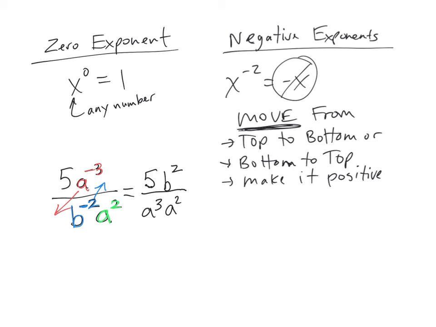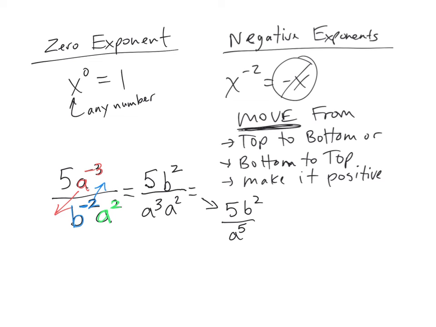So now pause the video and see if you can figure out if I am done. Okay, so hopefully you said to yourself, no, you're not done, because you have these two: a to the third times a squared. Well, what do I do when I have two numbers with the same base? I add the exponents. So my final simplification, I'm going to run out of room, so I'm going to have to come down here. My final simplification is 5b squared on top, and I can't do anything more with the top. And the bottom is a to the 3 plus 2, or a to the 5th.